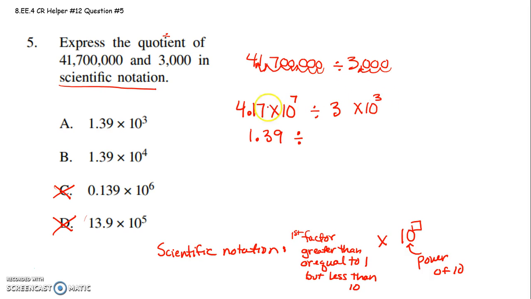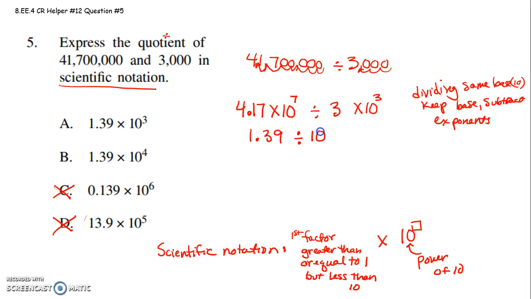Then I look at my exponents here. When I'm dividing, same base. In this case, my base is a 10. We're going to keep the base and subtract those exponents. So I'm going to keep my base of 10. Then I'm going to do 7 minus 3.